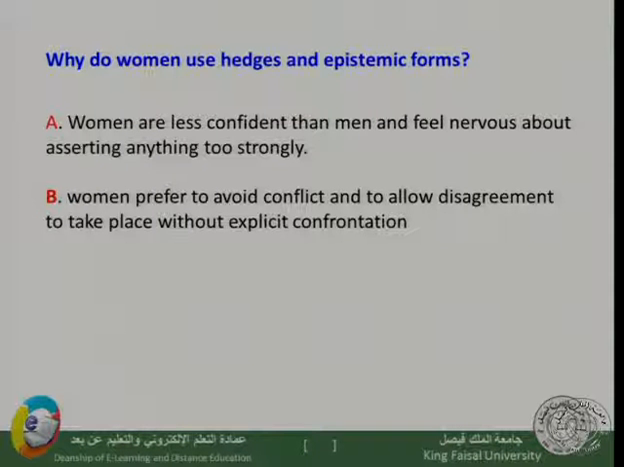Again, women prefer to avoid conflict and to allow disagreement to take place without explicit confrontation. So why do women use those auxiliary words? Why do they use those hedging words? They do not want a conflict. They do not want disagreement. They want to avoid explicit confrontation with other people. That's why they always say I may do this, I might do that, somebody should have done this. So they are using those auxiliary verbs to indicate that they are less sure about something.